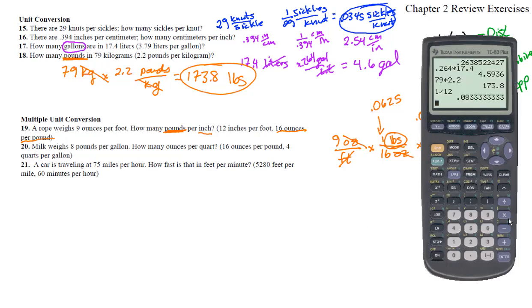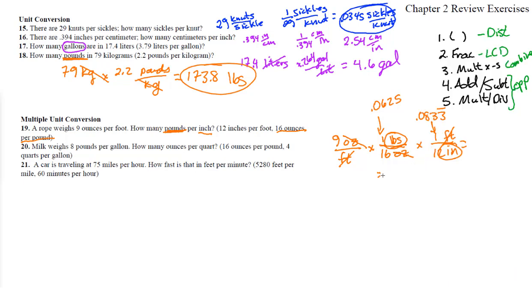All right, let's times that. We got that number times 0.0625 times 9. And it is 0.047. Yeah, we can do that. So equals 0.047, and that is now in pounds per inch.